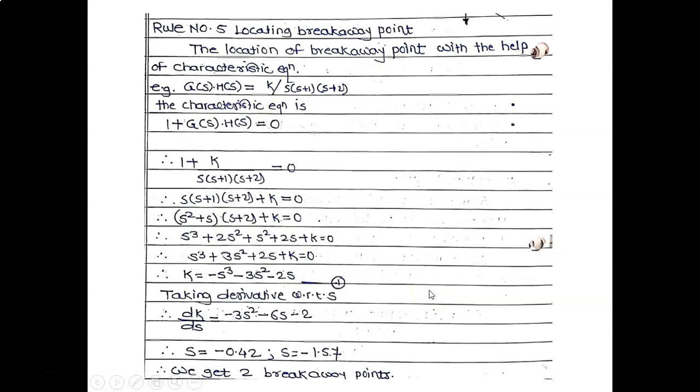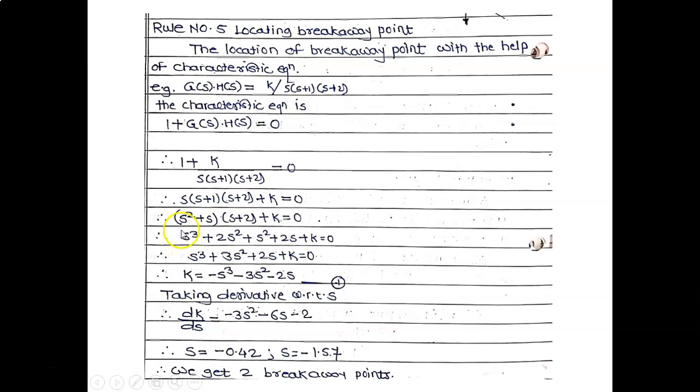Now rule number 5, locating the breakaway point. The location of the breakaway point is found with the help of the characteristic equation, where G(s)H(s) = K divided by s into (s + 1) into (s + 2). The characteristic equation is 1 + G(s)H(s) = 0. Therefore, 1 + K divided by s into (s + 1) into (s + 2) is equal to 0. Therefore, s into (s + 1) into (s + 2) + K = 0.